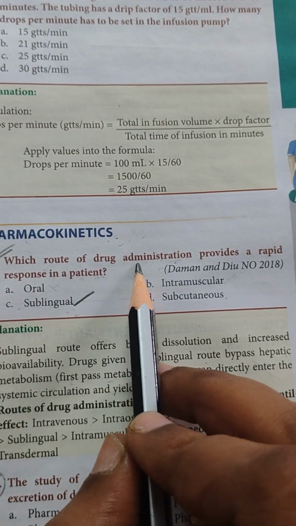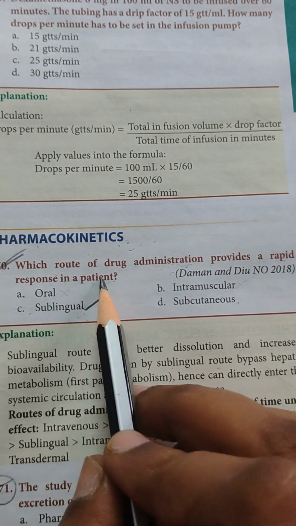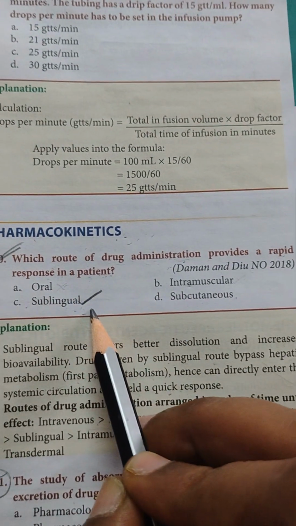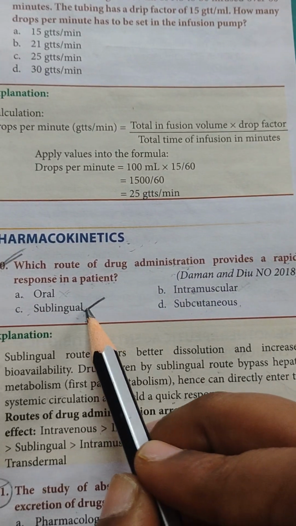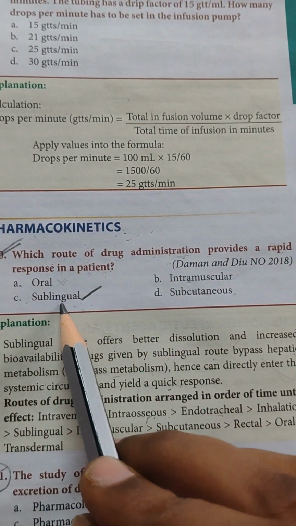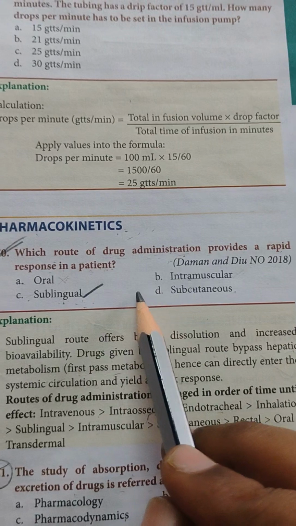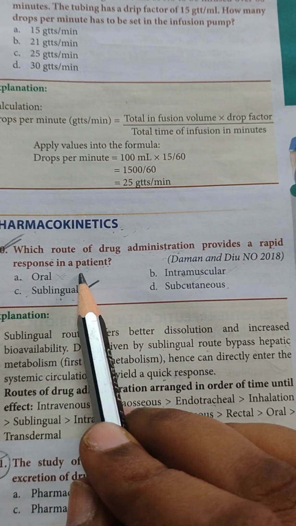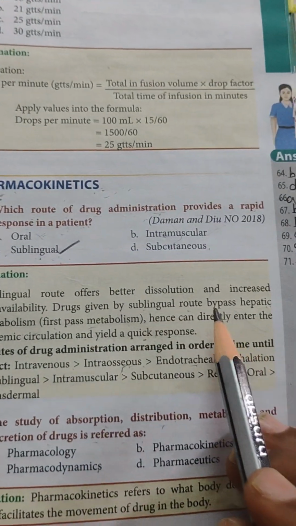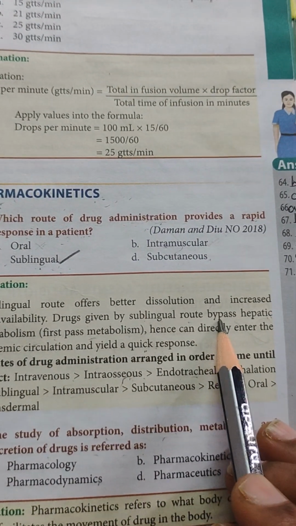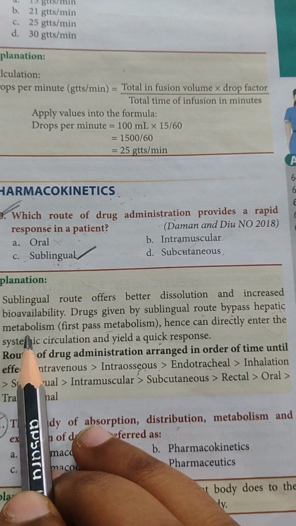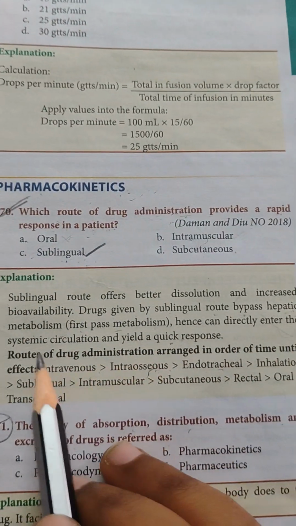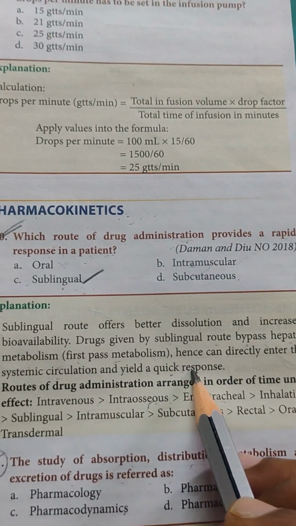Which route of drug administration provides a rapid response in a patient? Oral, IM, sublingual, subcutaneous. The answer is sublingual. Compared to these routes, sublingual has the rapid response after drug administration. Why? Because it has a direct bypass to hepatic or liver metabolism. After that it directly enters the systemic circulation and gives the quick response.